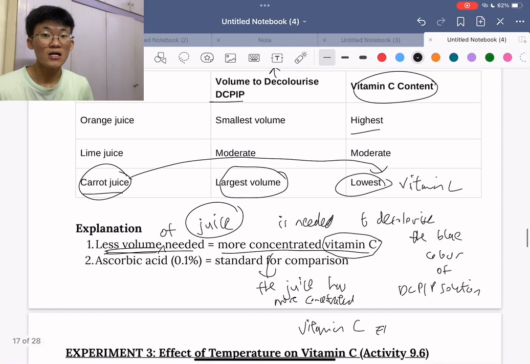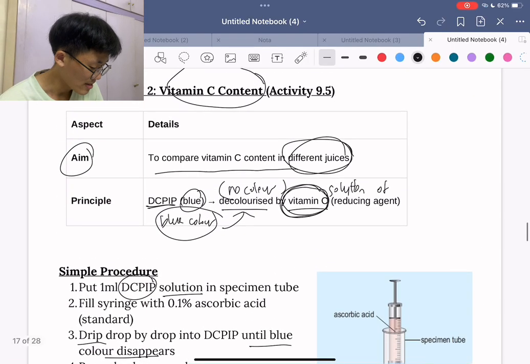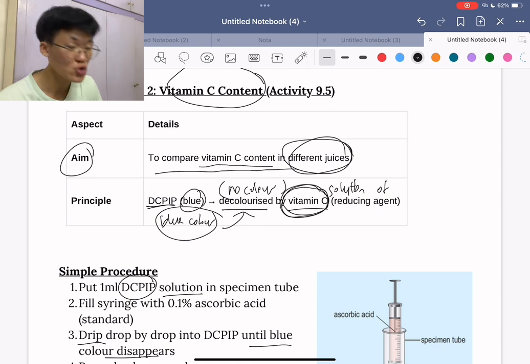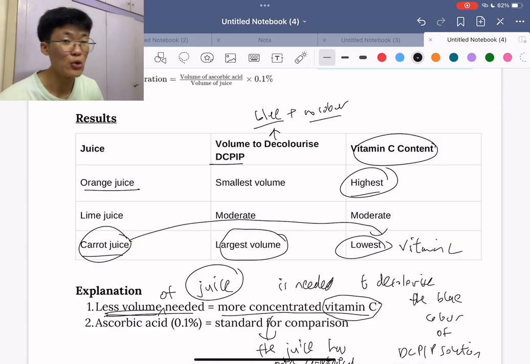This is the aim of this experiment. I want to find out the vitamin C content in different juices, whether, for example, the orange juice has the highest or lowest vitamin C content. This is just the aim of the experiment. I want to know how much vitamin C is contained in the juice.